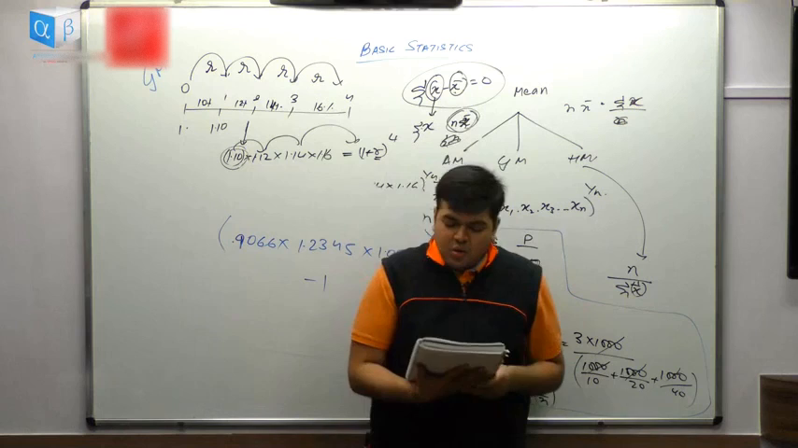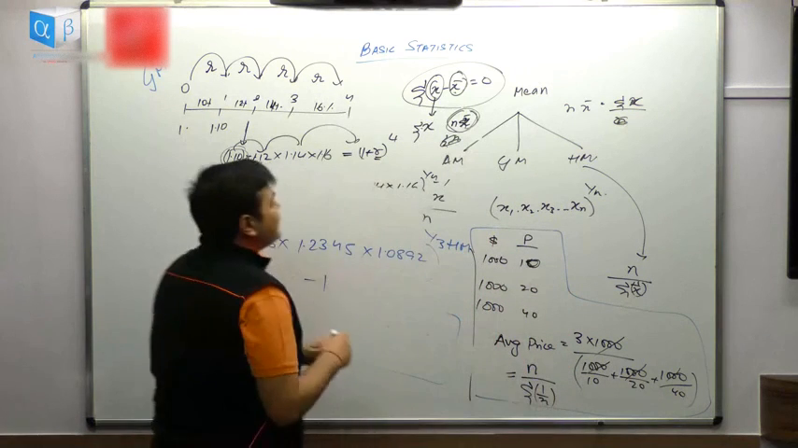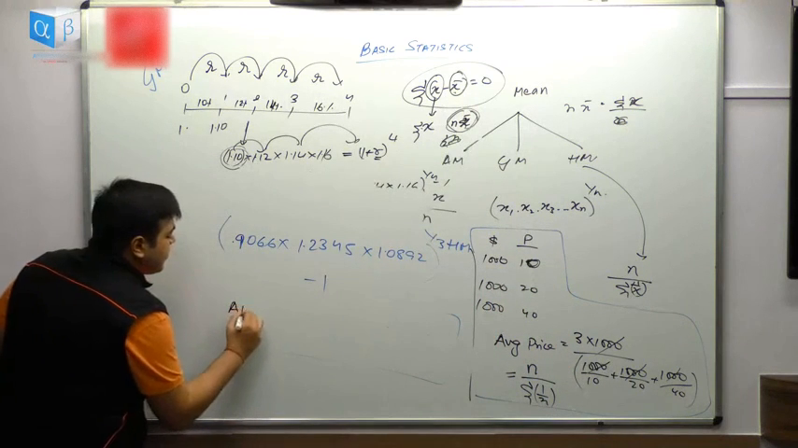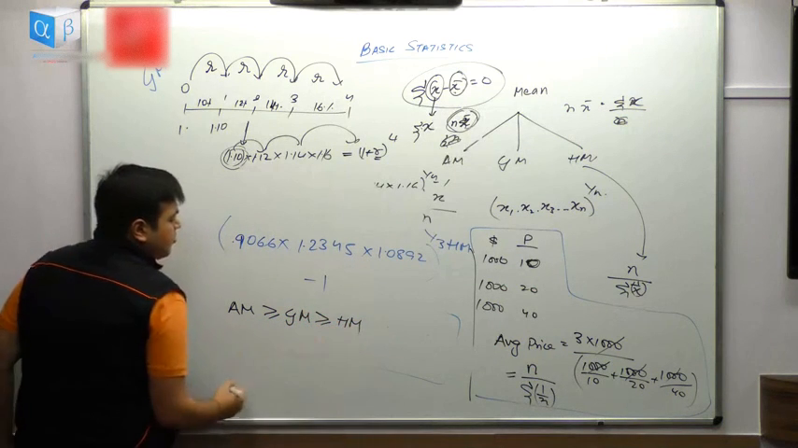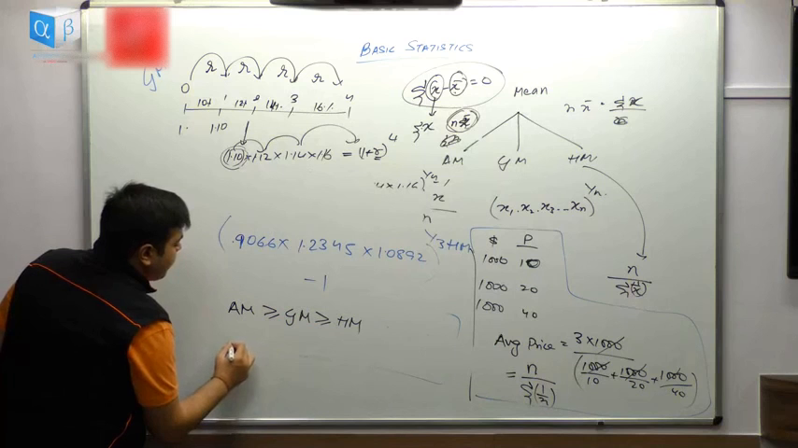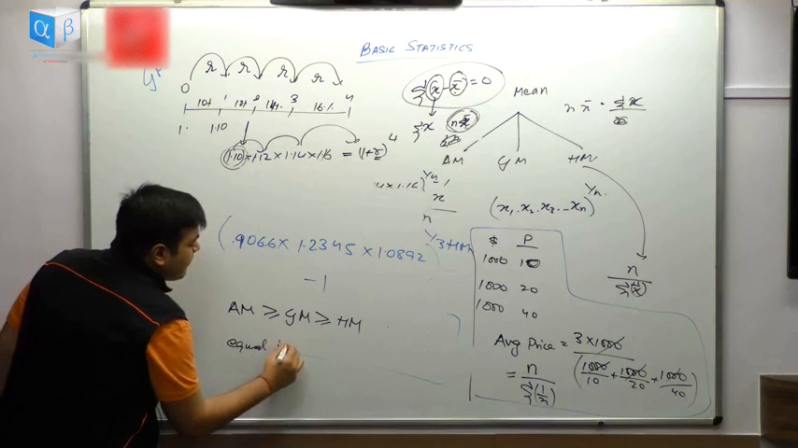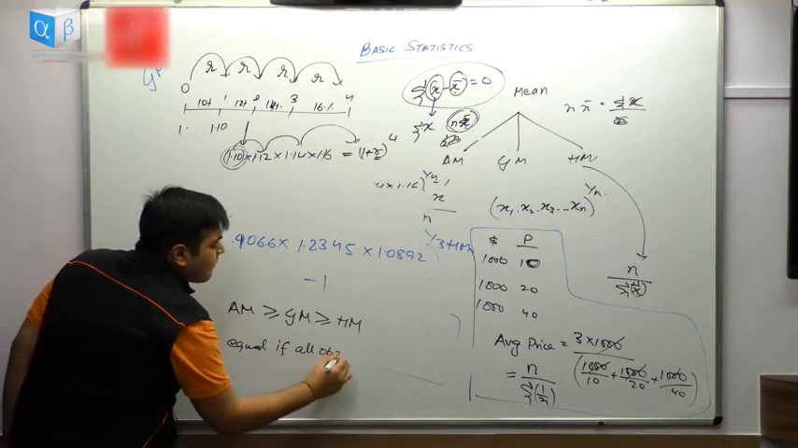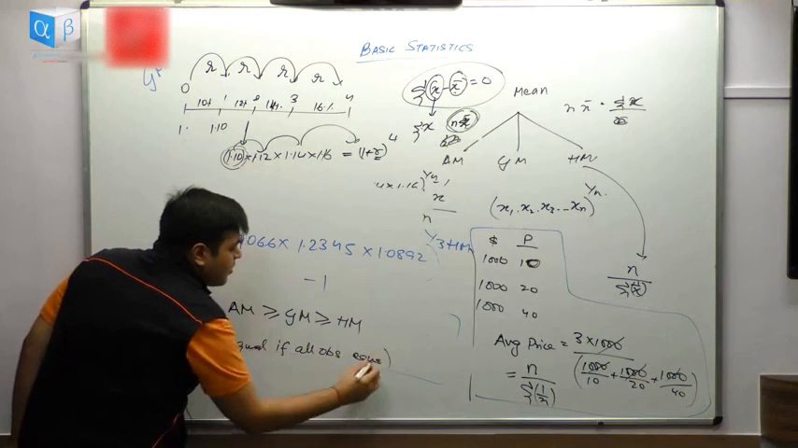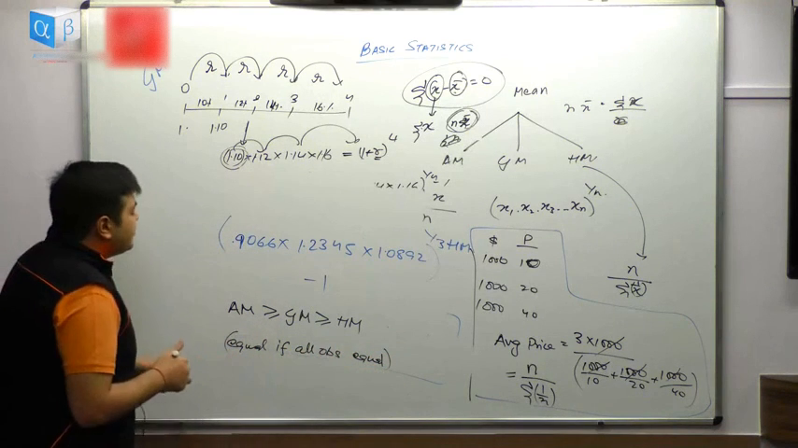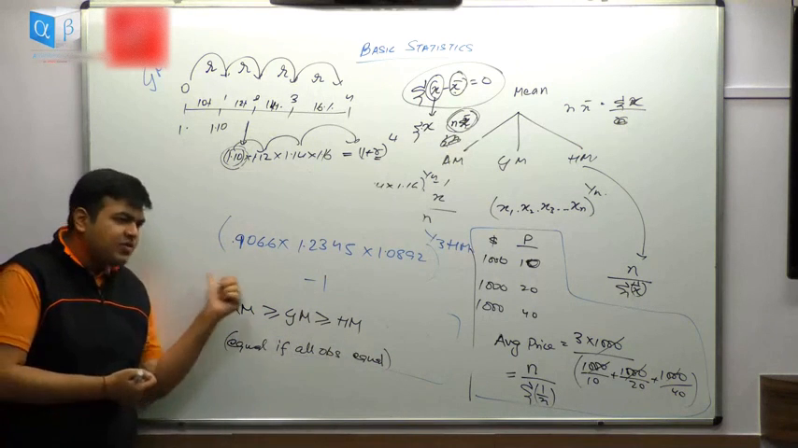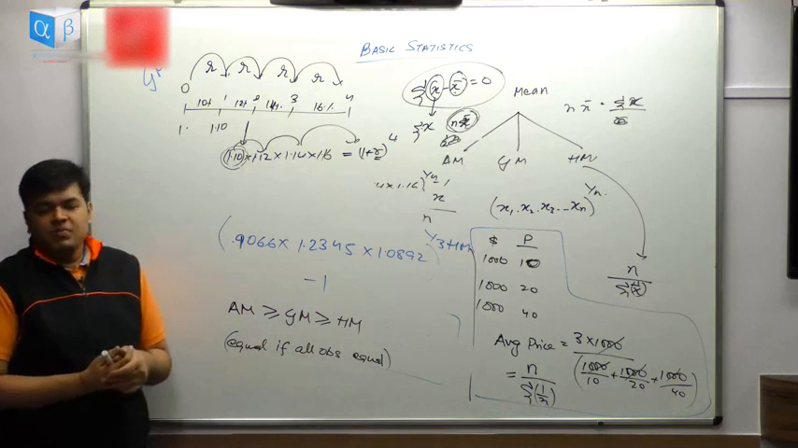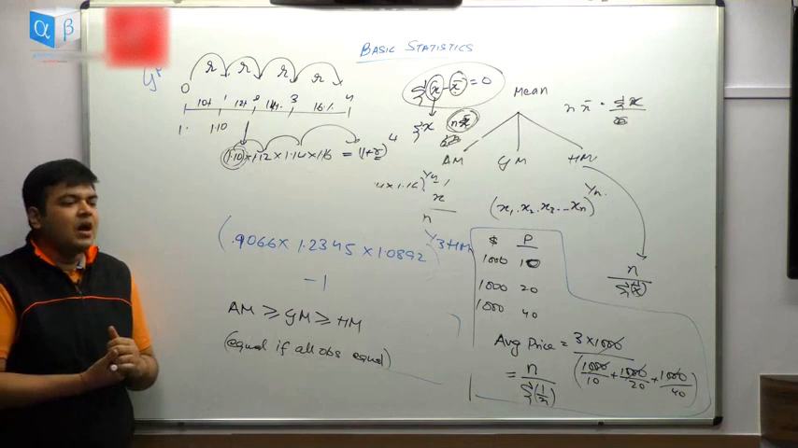And the professor's note, you can cancel that professor's note and write this. If all observations are equal, then AM equals GM equals HM. Otherwise, AM is greater than GM is greater than HM. Arithmetic mean is greater than geometric mean is greater than harmonic mean.